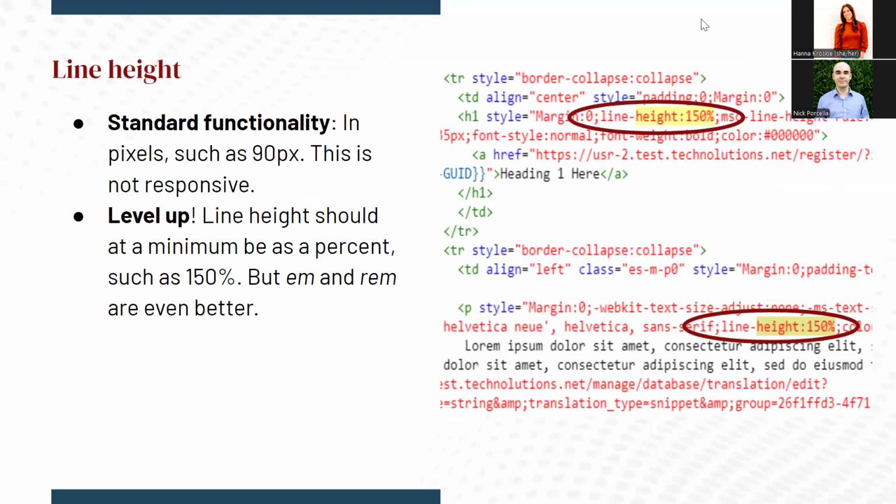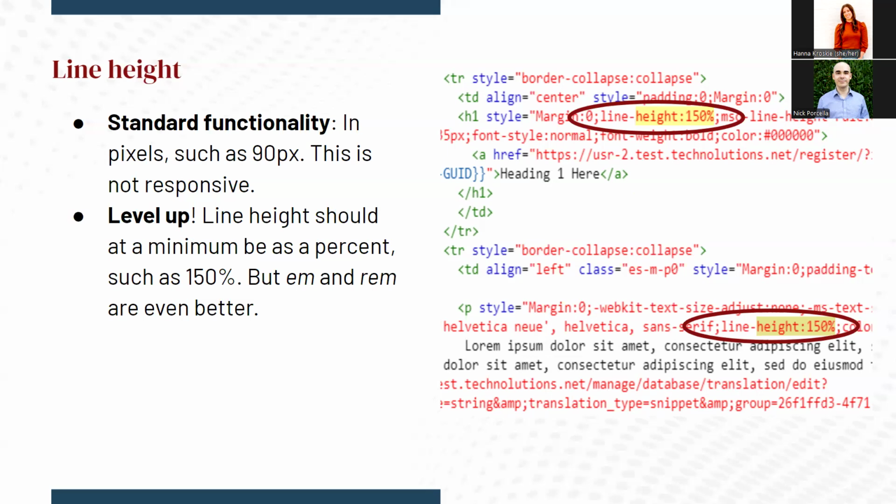So a couple notes. First, Slate does build in inherent functionality, and it would be what we would call sort of the minimum standard. It builds it as pixels. For example, you might go in and see line height listed as 90 pixels. It's fine, but it's not inherently mobile responsive. And so the very simple way to level up here is line height should be listed as a percentage at a minimum. And typically we recommend 150 or 200%.